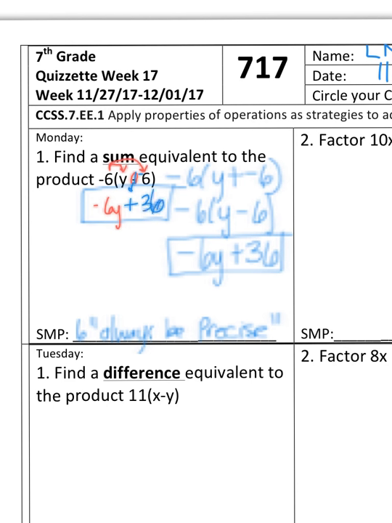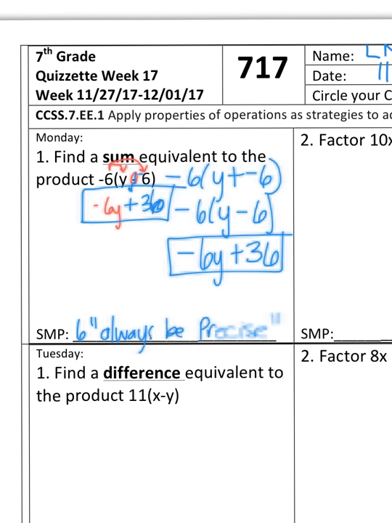So you could have written this -6 times y plus -6. Or you could have kept it -6 times y minus 6. And both of them would have got you -6y plus 36 if you were precise. You have to be mathematically precise. That is the only acceptable answer. So go ahead and write SMP 6. Always be precise.